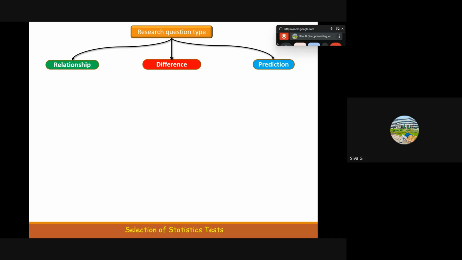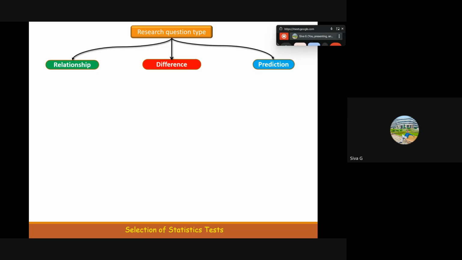Otherwise, we have to go for prediction. You want to estimate the future based on the present. So mainly the research questions depend on my knowledge from seeing this data analysis. I have divided them into three different types: relationship, difference, and prediction. First, let me discuss the relationship, then we'll go for difference, and then prediction.